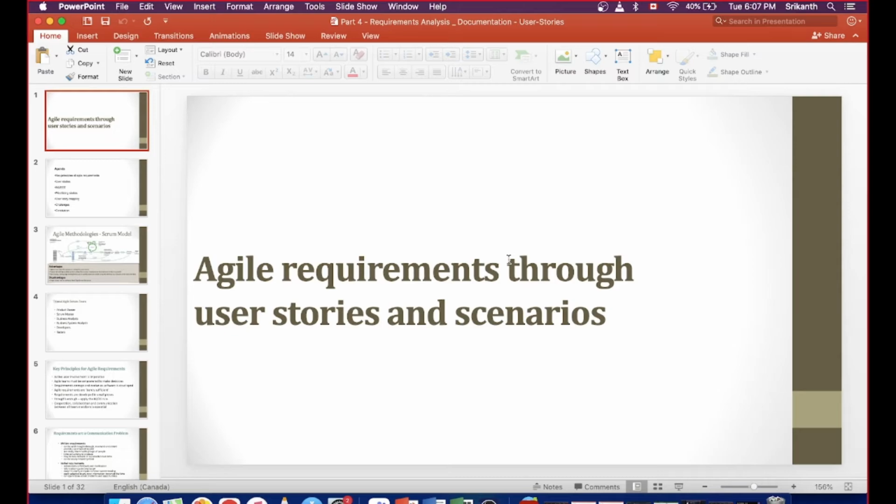So can anyone tell me what is agile scrum methodology and why is it so popular in the current trend? That's what we gathered from our previous sessions.